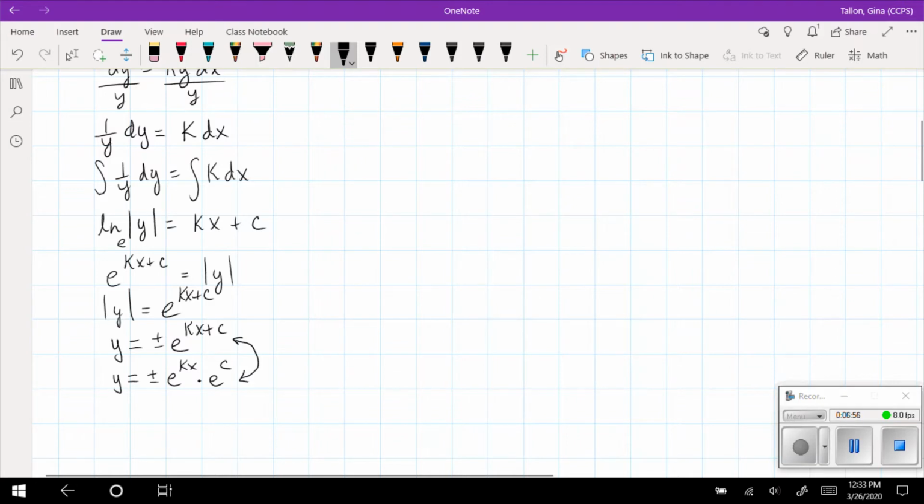If you have an exponent that has the sum or difference inside them, then you can break that up into two powers, either being multiplied or divided. In this case, divided. In this case, multiplied. So I hope you understand that. Hope that's okay for you.